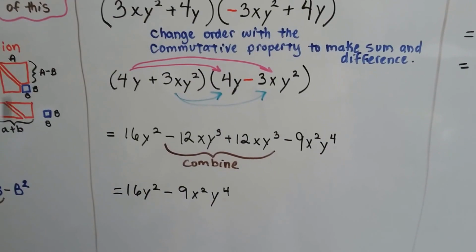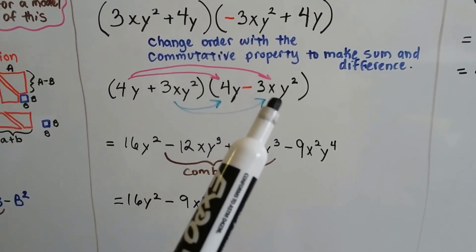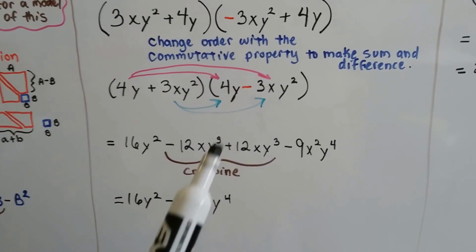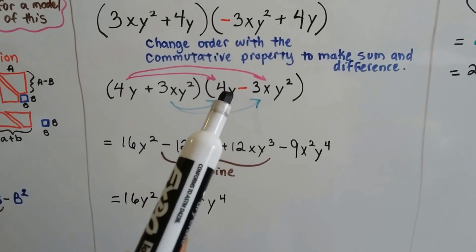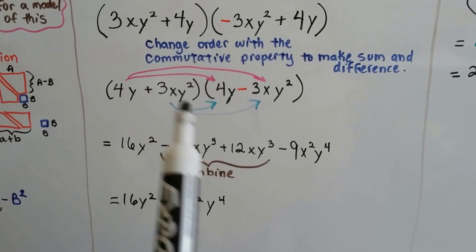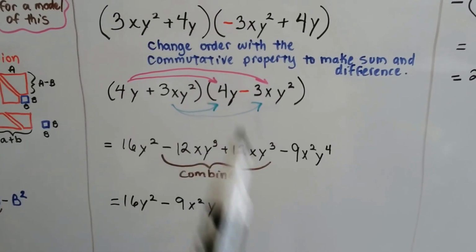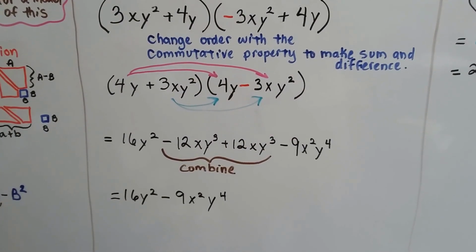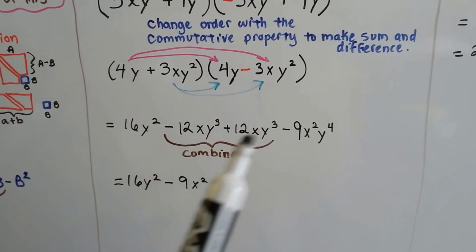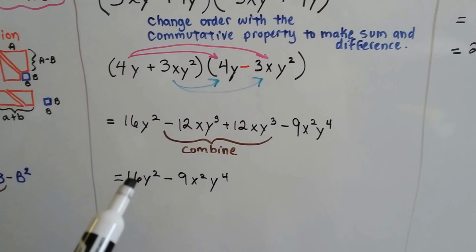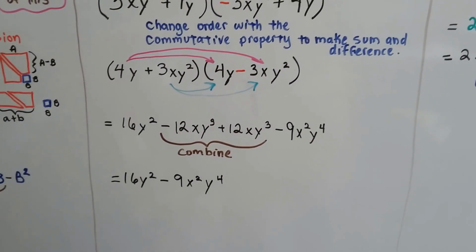We can do FOIL. We get 16y squared minus 12xy to the third plus 12yx to the third, and we get a minus 9x squared y to the fourth. Remember, we add the exponents. Product rule of exponents says we add exponents. When we combine these two, because they're additive inverses, we get a zero pair and it's eliminated. We're left with 16y squared minus 9x squared y to the fourth.